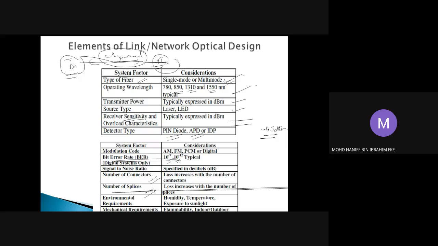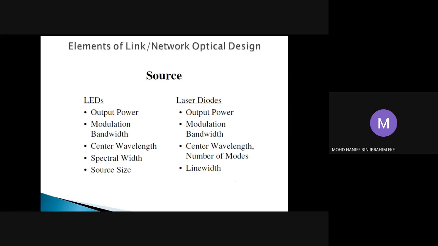So these are the things that need to be considered in your design later on. Okay, the next slide is related to what we have discussed in chapter 4, I believe, on the optical sources.